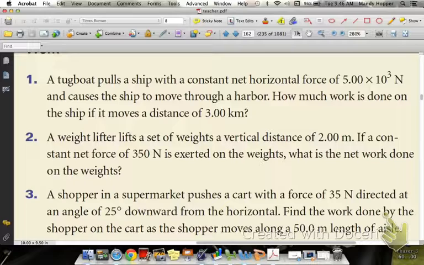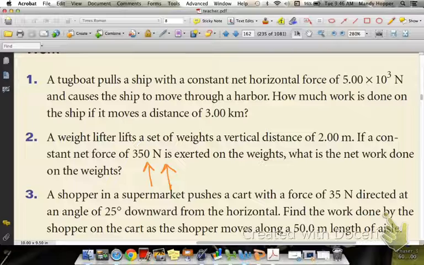So on this one right here, it's still force times distance. You do have a vertical distance of 2 meters. And the force that is exerted on the weights is parallel to it. Okay? The force exerted is parallel. So remember, work can be done if your object moves and the force applied is in the same direction as the movement. And in this case, it is.